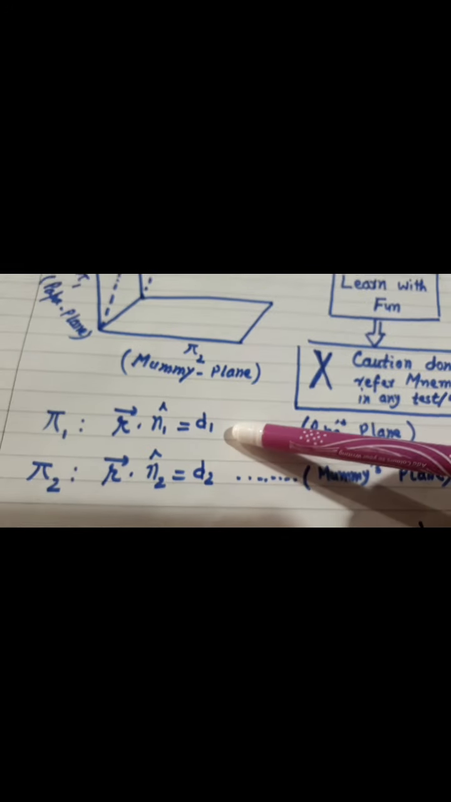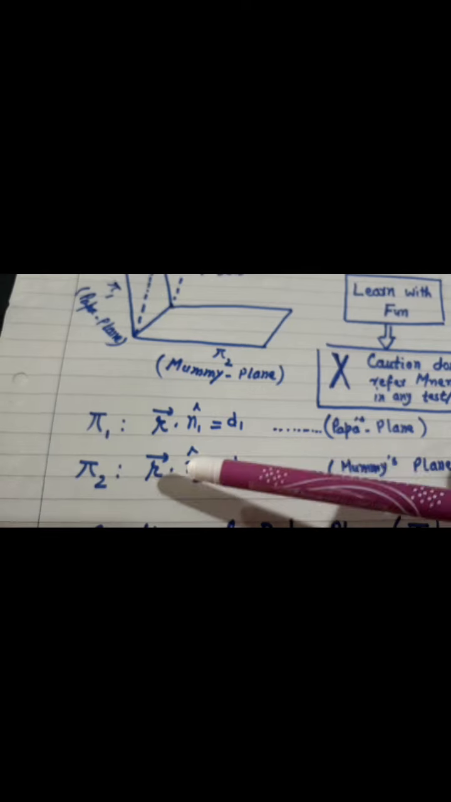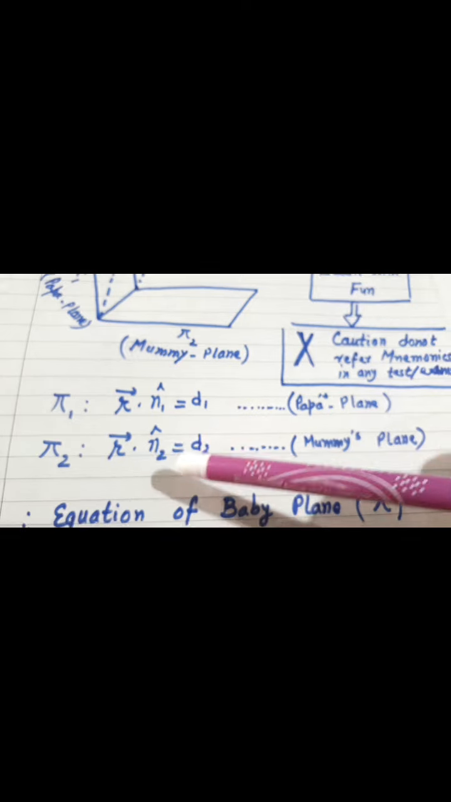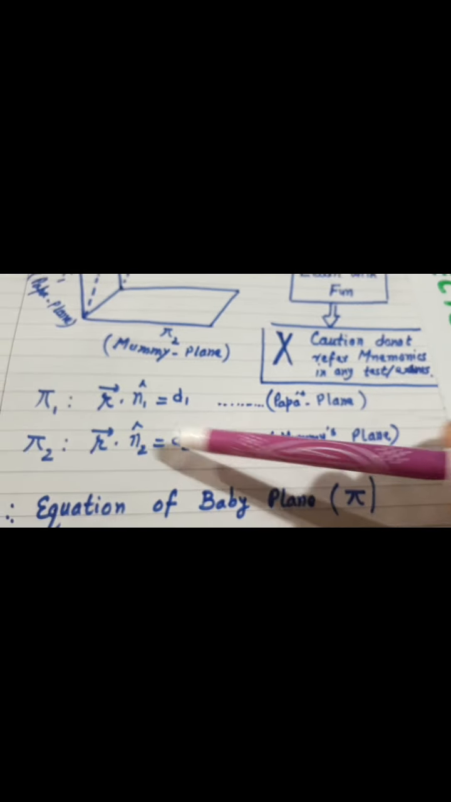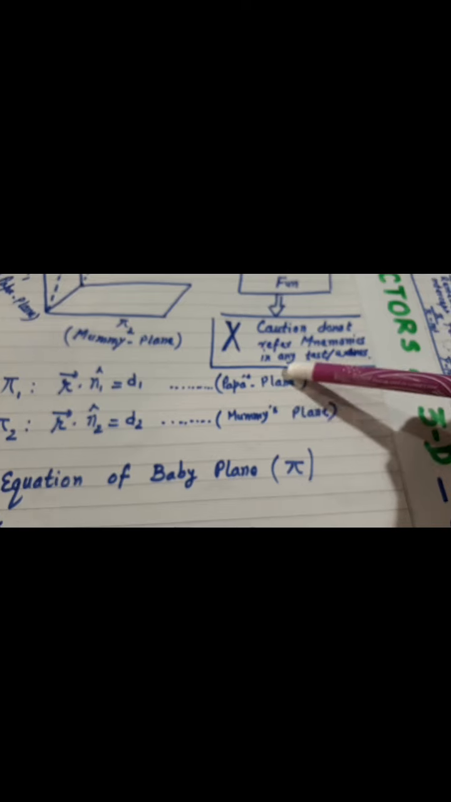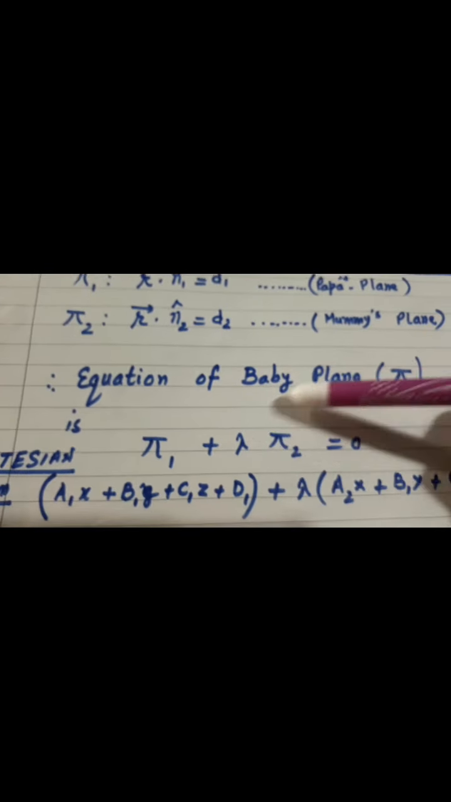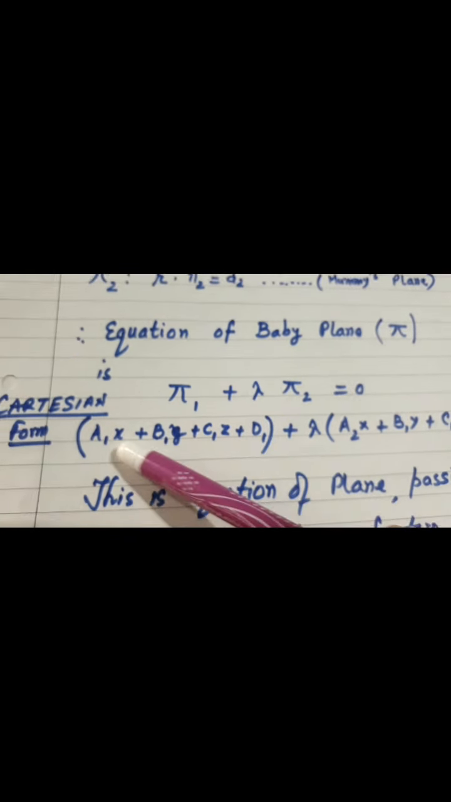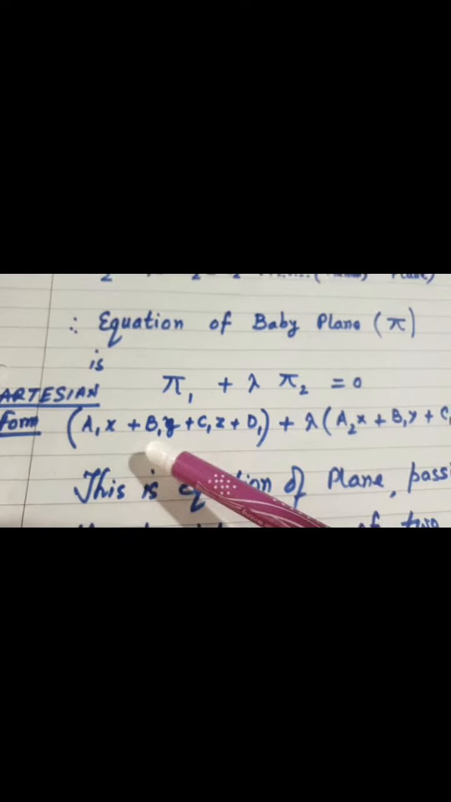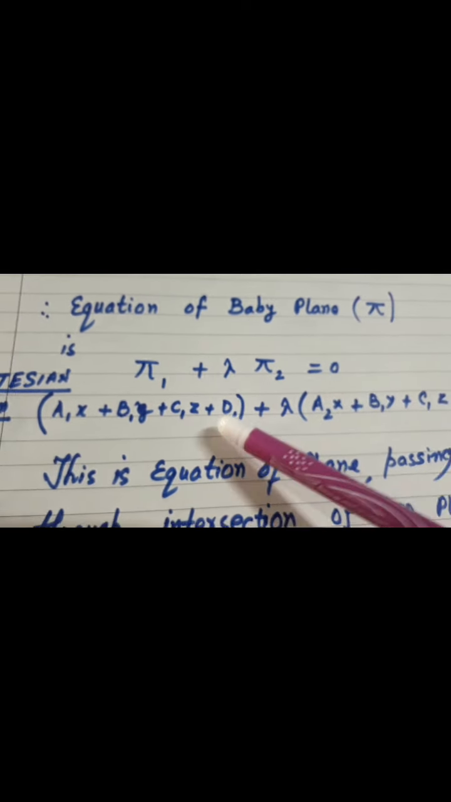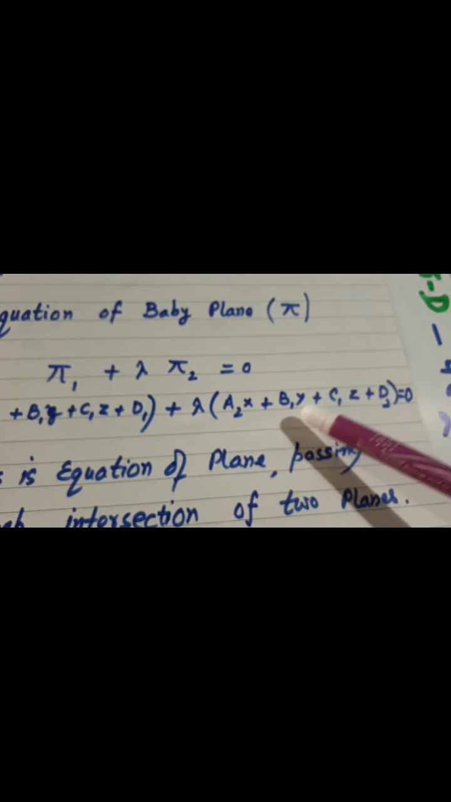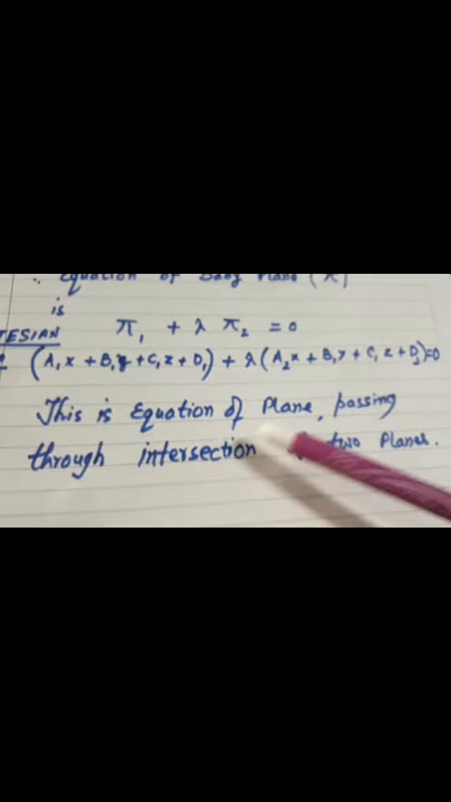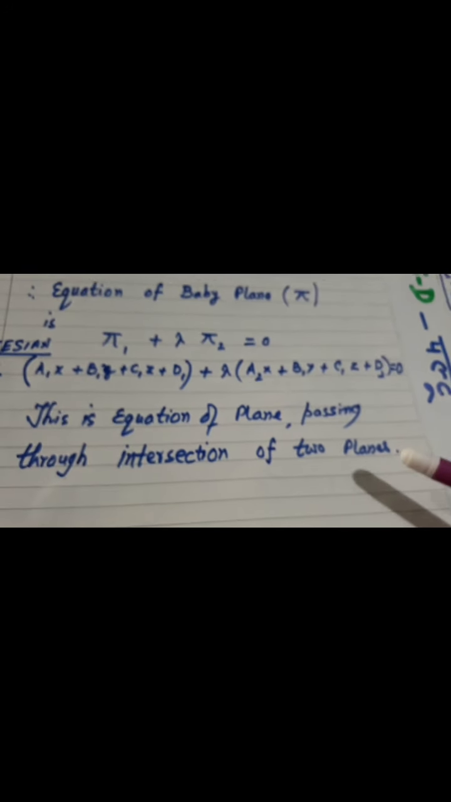In this case, the equation of the first plane is r dot n1 cap equals d1. The second equation is r dot n2 cap equals d2. That is papa's plane, that is mummy's plane. The equation of the baby plane is pi 1 plus lambda pi 2 equal to 0. And in Cartesian form, it is (a1x plus b1y plus c1z plus d1) plus lambda (a2x plus b2y plus c2z plus d2) equal to 0. So this is the equation of the plane passing through the intersection of two planes.